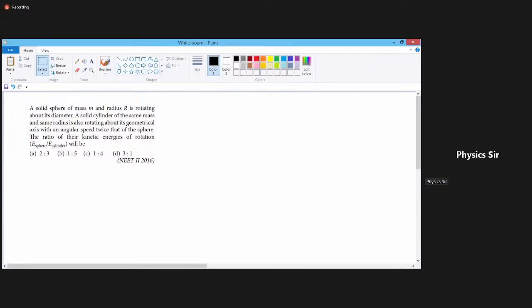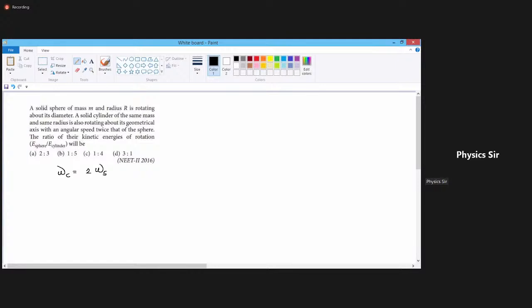What they have given is there is a solid sphere of mass m and radius r rotating about its diameter. A solid cylinder of the same mass and the same radius is also rotating about its geometrical axis with angular speed twice that of the sphere. It means the angular speed of the cylinder is 2 times that of the sphere. Then the ratio of the kinetic energy of rotation of the sphere and the cylinder.